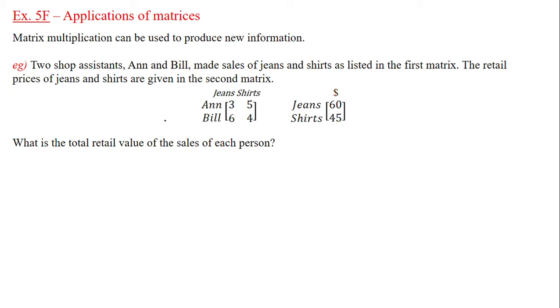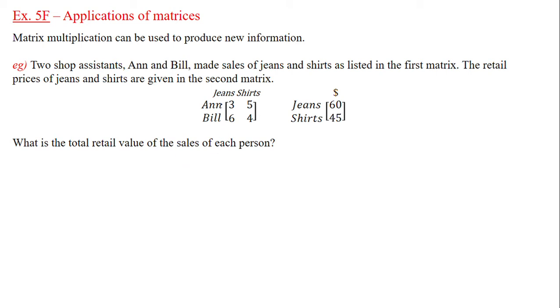Two shop assistants, Anne and Bill, made sales of jeans and shirts as listed in the first matrix, which is given here. The retail prices of jeans and shirts are given in the second matrix. The way that we read these, remember that matrices are like tables. Anne sold 3 jeans, 5 shirts. Bill sold 6 jeans and 4 shirts. Jeans cost $60 and shirts cost $45. So what is the total retail value sales of each person?